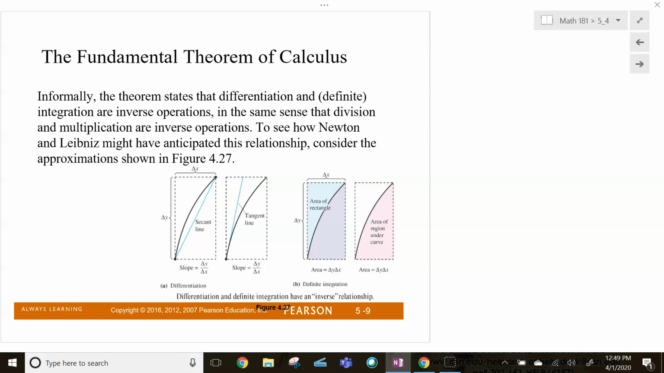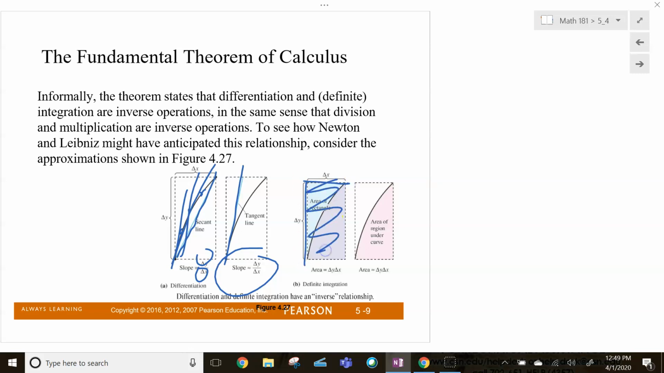Let's look back at our derivative for a minute. You're taking your slope of the secant, which is your change in y over your change in x, y2 minus y1 over x2 minus x1, and then we use that limiting process to move that secant line down to the slope of the tangent line. We know the area of a rectangle is height times width, right?